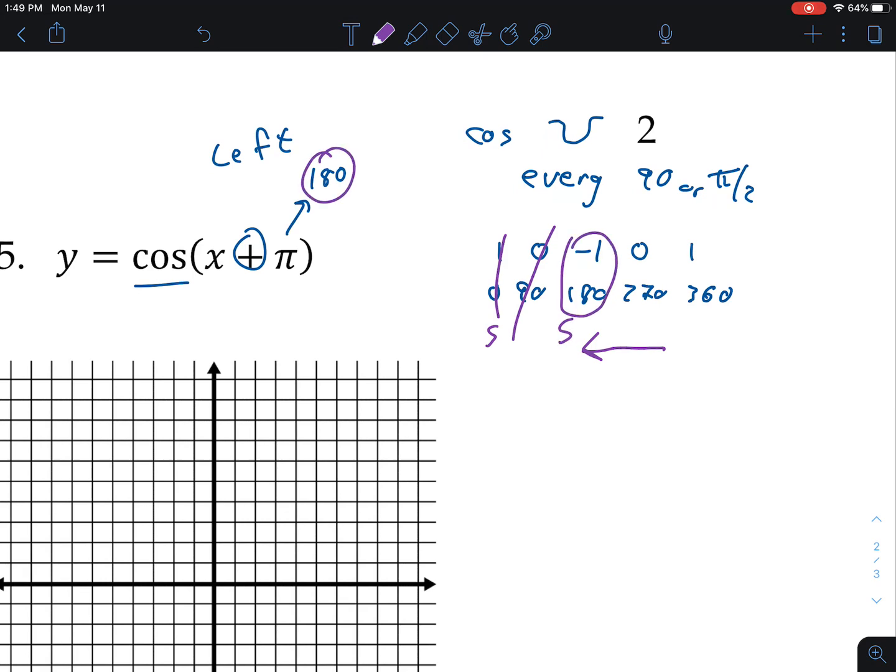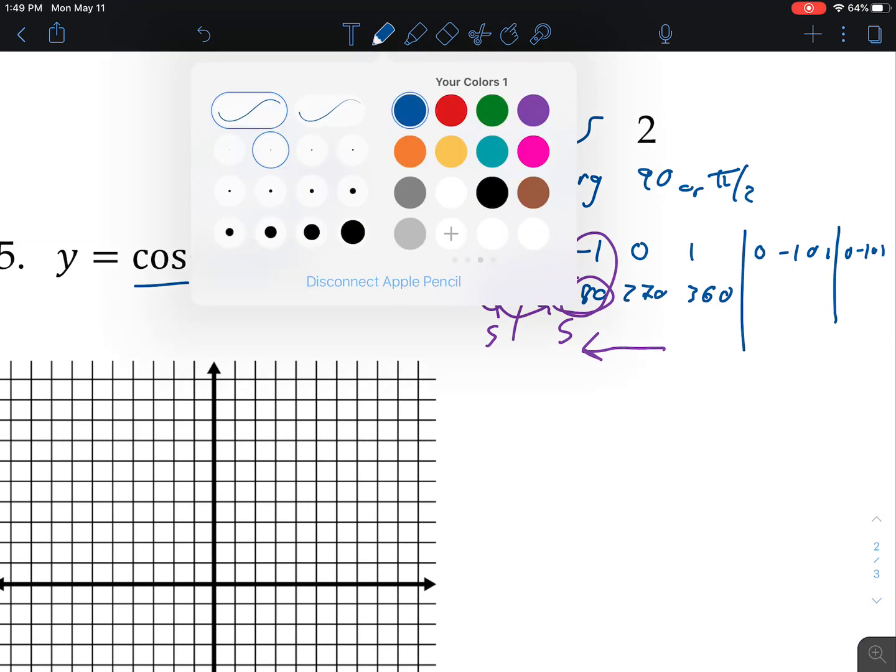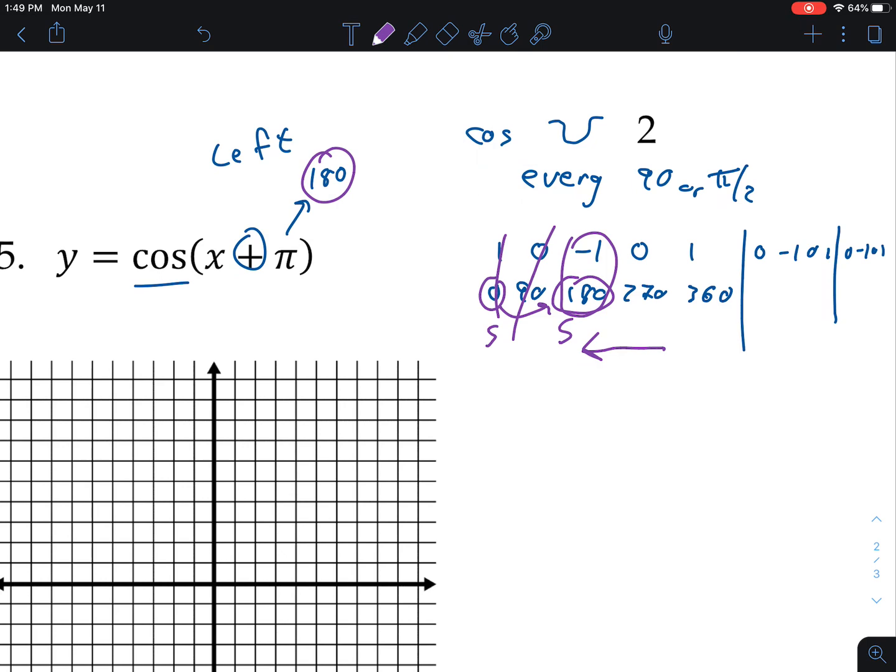How do I know that? Well, I'm shifting by 180. So now I'm starting at 180. And then we'll just continue the pattern, right? 0, -1, 0, 1. 0, -1, 0, 1. Right, so there's your pattern. So now I know I'm going to start. So my 180 is my new starting point. So now this is technically my new graph, 0, 90, 180, 270, 360. Right, so there's our new graph.